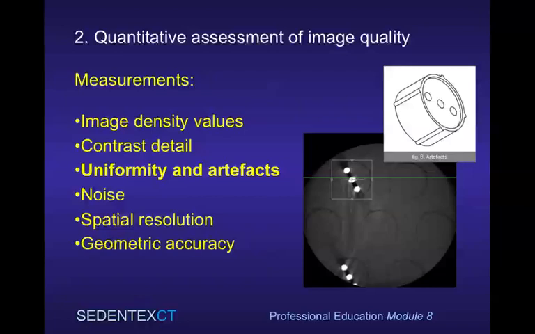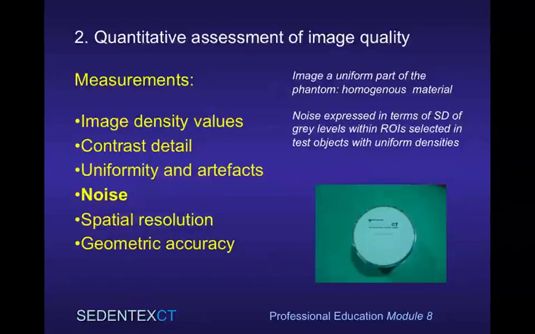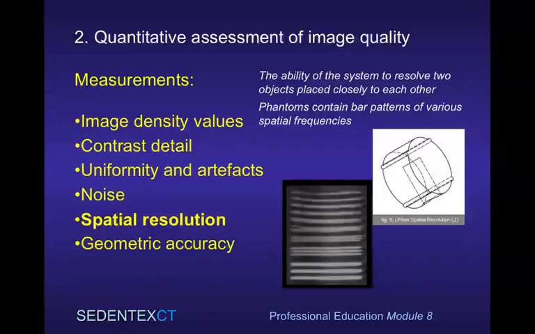Image noise is assessed by imaging a uniform part of the phantom on homogeneous material, and noise is expressed in terms of standard deviation of gray levels within the regions of interest selected in test objects with uniform densities. Spatial resolution tests the ability of the system to resolve two objects placed closely to each other. In order to do this, the phantom inserts contain bar patterns of various spatial frequencies, as you can see on the photograph on the bottom right.